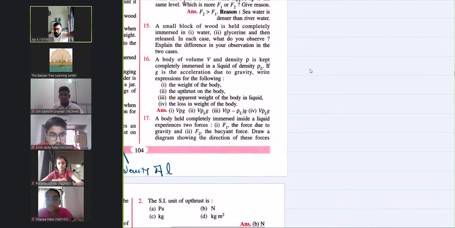14th question, the answer is also directly given over here. Prajakta, 15th question for you. A small block of wood is held completely immersed in water, in glycerine, and then released. In each case, what do you observe? Explain the difference in your observation in two cases.